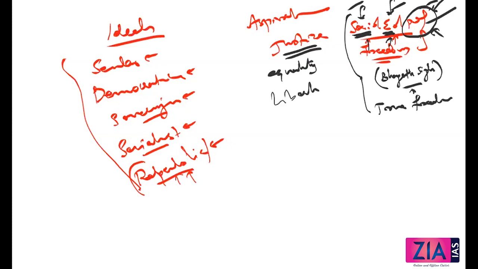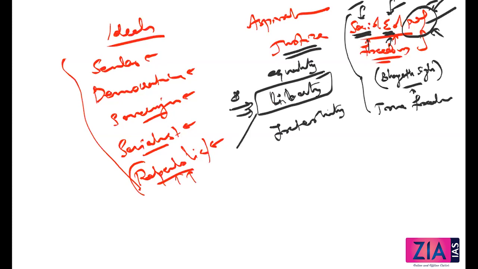Liberty. This is the one which is very important, guys. And fraternity is about brotherhood. Liberty is very important, and connected to this you have Article 21, the right to life and personal liberty. Nobody can deprive you of it except on grounds established by law.